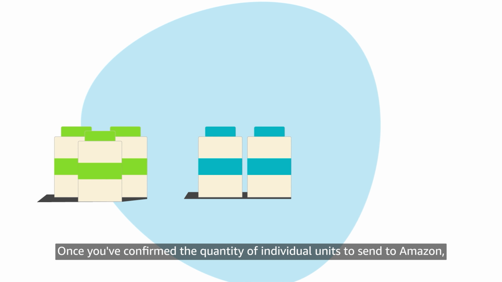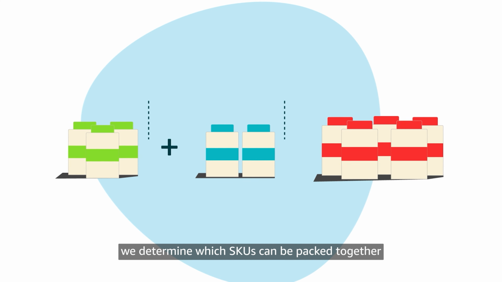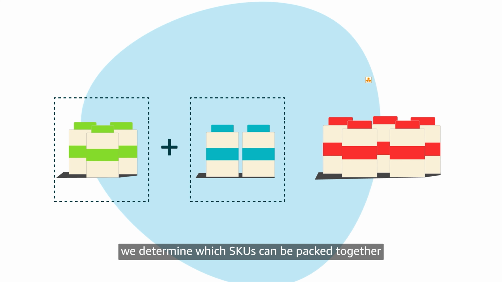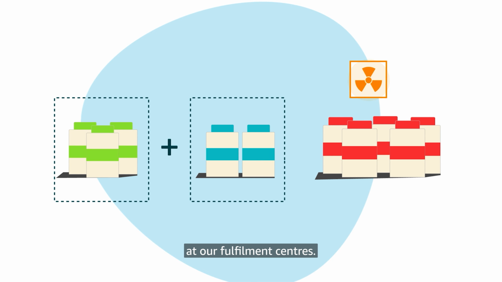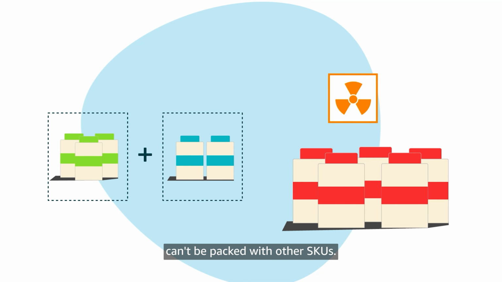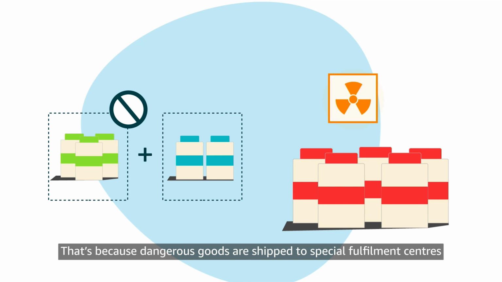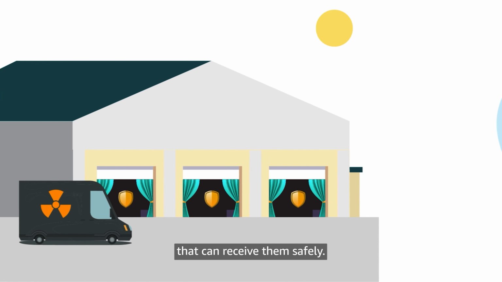Once you've confirmed the quantity of individual units to send to Amazon, we determine which SKUs can be packed together based on whether they require special handling at our fulfillment centers. For example, SKUs that are categorized as dangerous goods or hazmat can't be packed with other SKUs. That's because dangerous goods are shipped to special fulfillment centers that can receive them safely.